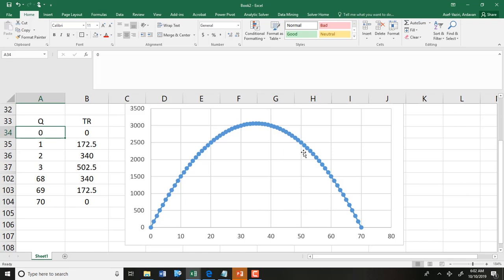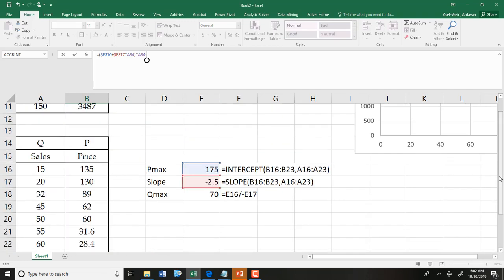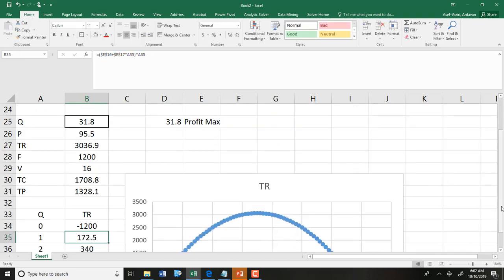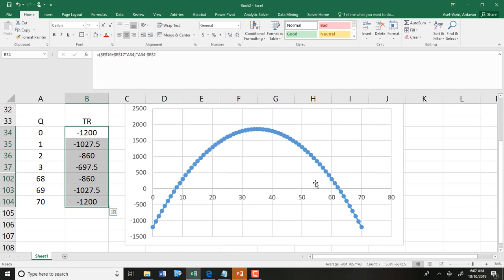Now I want to turn this total revenue curve into total profit. The first thing I should do, I should subtract the fixed cost from these values, and my fixed cost is here. That is my fixed cost, and then I copy it down. So that is, oops, I forgot to lock this. I should lock it because I'm going to copy it down. So that is my total revenue minus fixed cost.